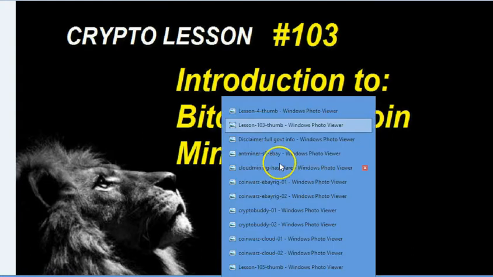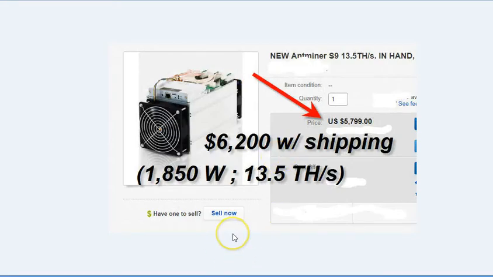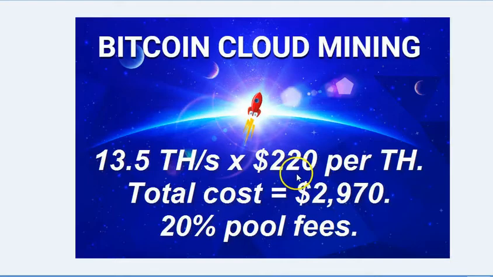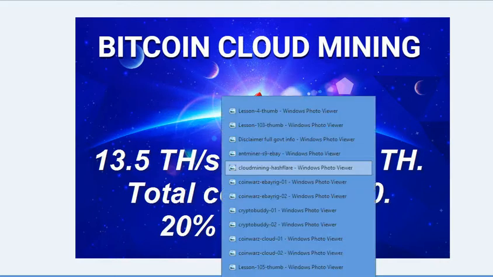Okay. So we are going to be talking about if you decide to have your own mining rig, say you buy it on eBay, with shipping you spend 6,200 with 1850 watts and 13.5 terahash in mining power. We're going to talk about that. Also, we'll compare that with the same hashing power at 13.5 terahash with the current price of 220 per terahash in cloud mining, and that's the cost right there. And then with 20% pool fees, we'll go ahead and do that.